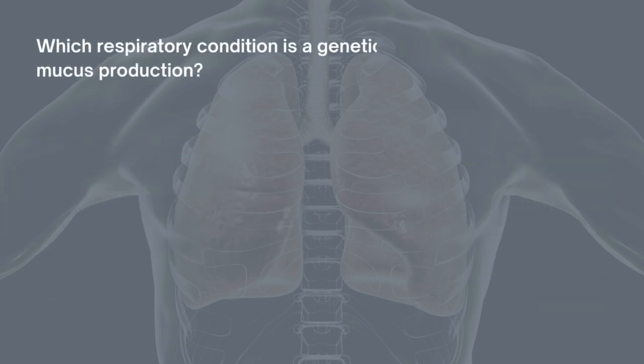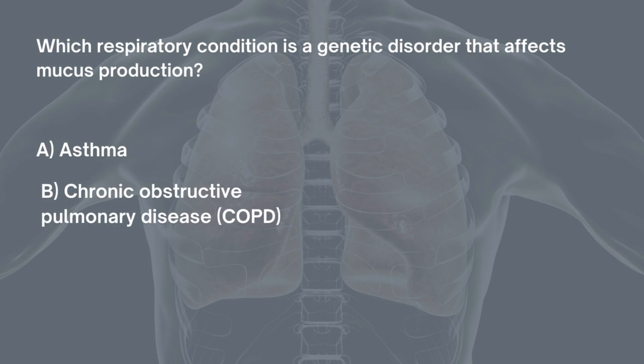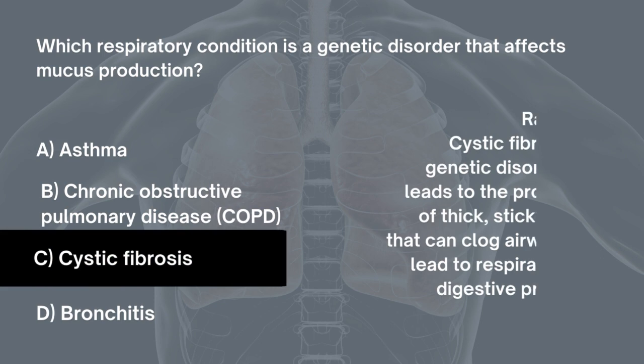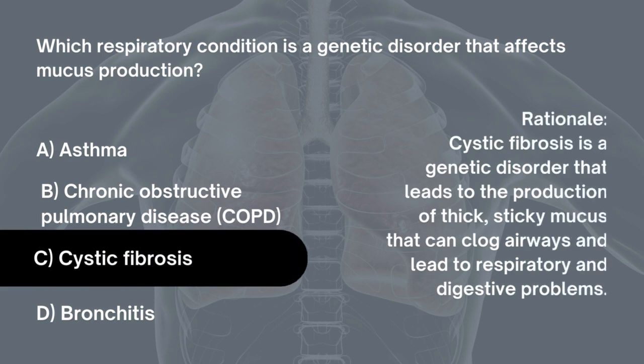Which respiratory condition is a genetic disorder that affects mucus production? A. Asthma. B. Chronic obstructive pulmonary disease, COPD. C. Cystic fibrosis. D. Bronchitis. Rationale. Cystic fibrosis is a genetic disorder that leads to the production of thick, sticky mucus that can clog airways and lead to respiratory and digestive problems.